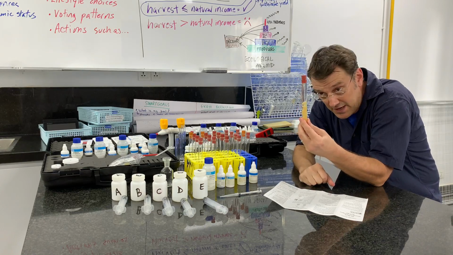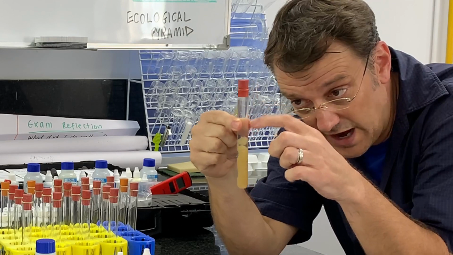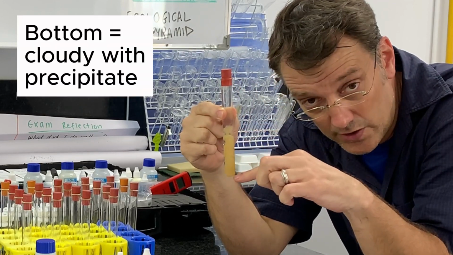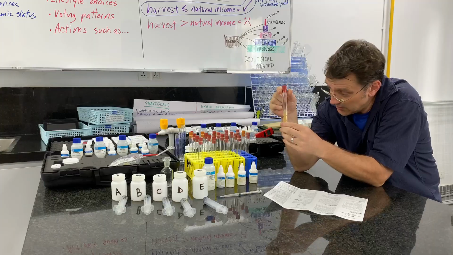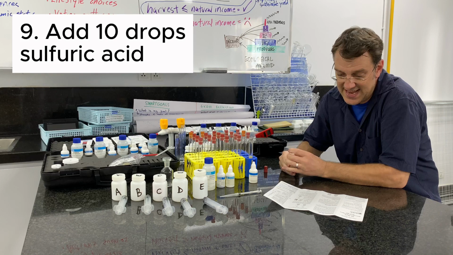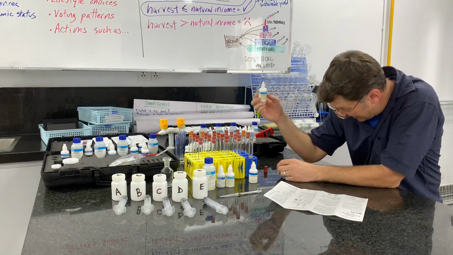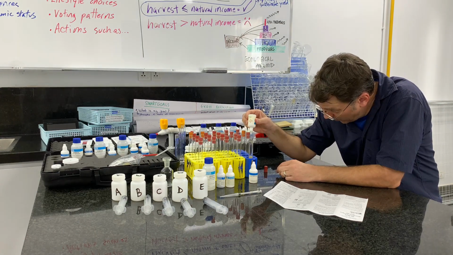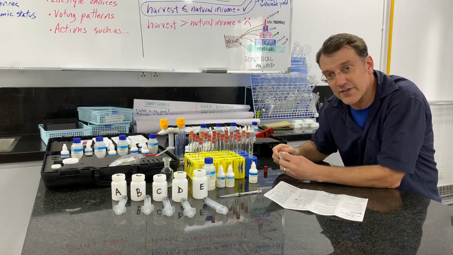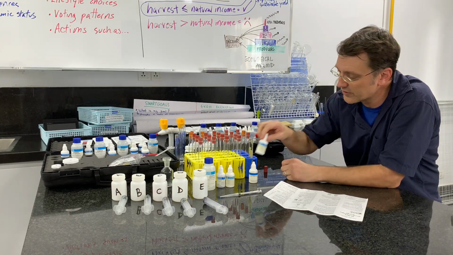I've let my sample sit for a few minutes, and as you should be able to see, the top part of the sample is clear, and the bottom part has all of this precipitate in it. So at this point, I take the stopper off, add 10 drops of sulfuric acid solution. So here I have my sulfuric acid solution, and I'm going to add 1, 2, 3, 4, 5, 6, 7, 8, 9, 10. I probably did that a little faster than I needed to. Try to be a bit more careful and precise to ensure accurate data when you're doing your labs.